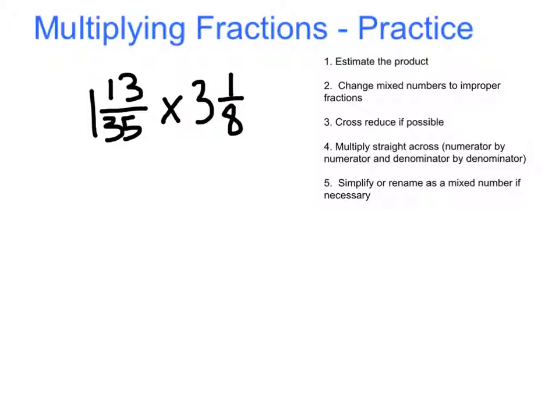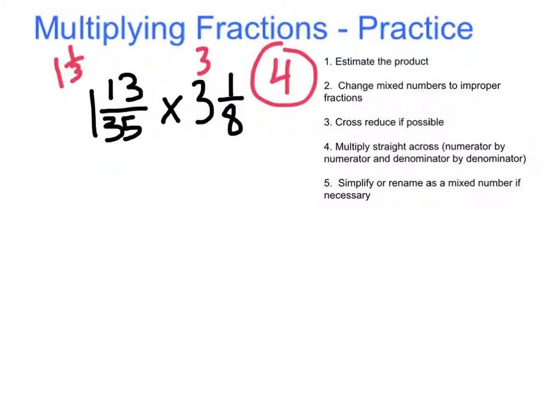So now that you've tried the problem out, let's go through our steps. We're going to estimate 1 and 13/35. I mean, that's close to 1 1/3. And 3 1/8, that's close enough to 3. We'll keep it at 3. So I want to take 1 1/3 times 3. Well, my answer is going to be around 4.